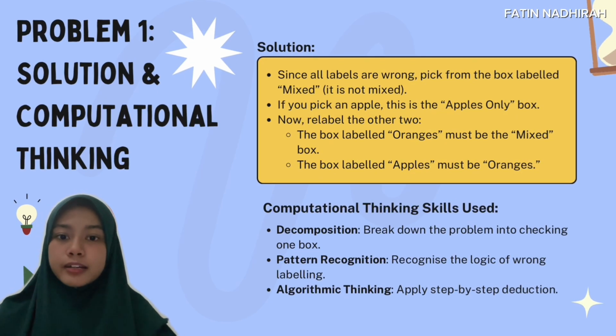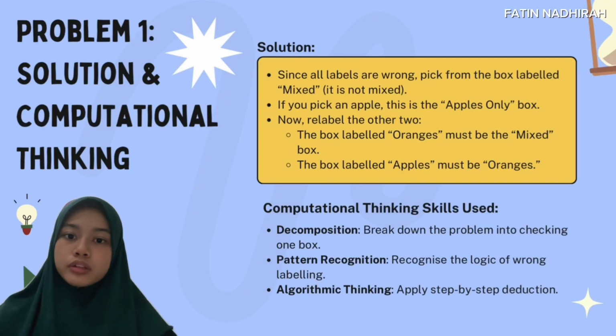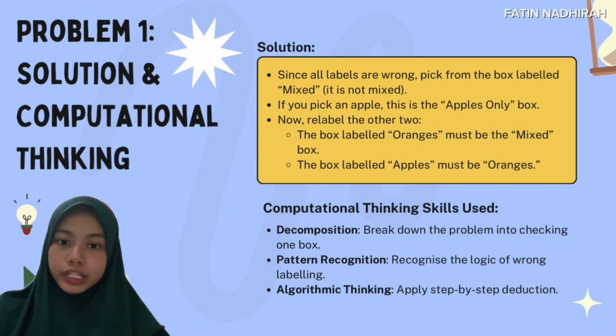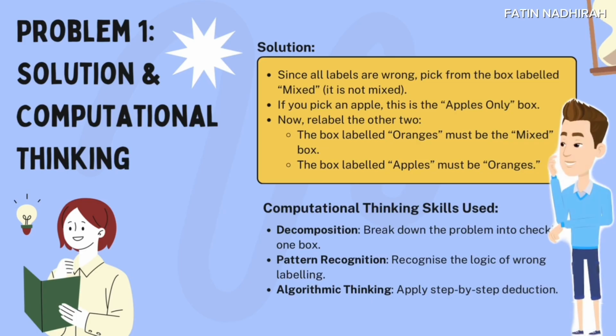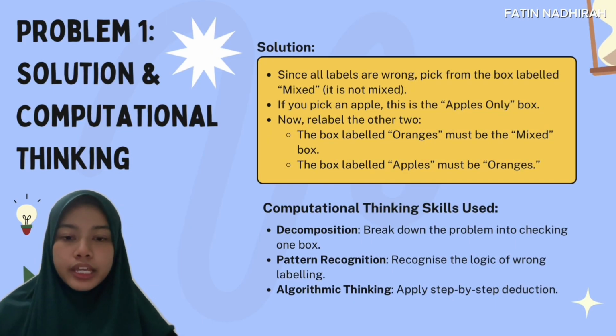First, we need to pick a fruit from the mixed box. Say it is an apple. That box must be apples only. The one labeled oranges must then be mixed, and the remaining box is oranges. That is smart deduction, using decomposition to focus on one box, pattern recognition to spot the logic, and algorithmic thinking to relabel systematically. This is also a common strategy AI uses, testing one variable to determine the others.